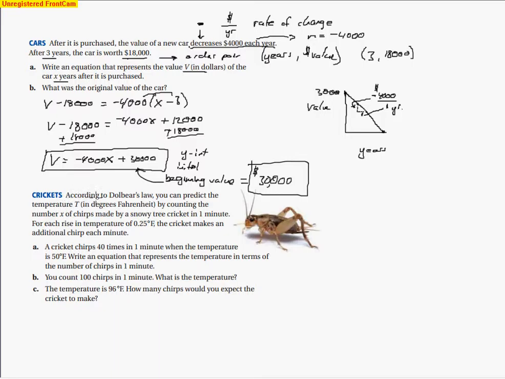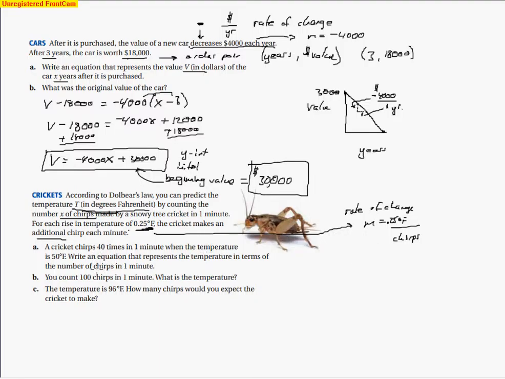Here it talks about, according to Dolbear's law, you can predict the temperature T in degrees Fahrenheit. So instead of Y or V, we're using T by counting the number X of chirps made by the snowy tree cricket in 1 minute. For a rise in temperature of 0.25 degrees Fahrenheit, the cricket makes additional chirps each minute. So that represents the slope of the line. So the slope, or the rate of change, how much it's changing by, represents the number of degrees Fahrenheit over the number of chirps in 1 minute. So it's actually 0.25 degrees Fahrenheit per number of chirps each minute.